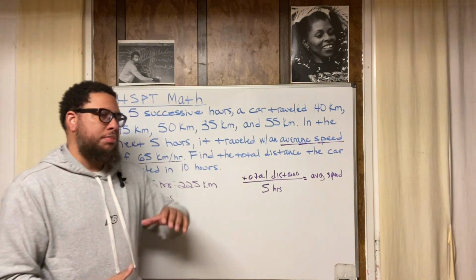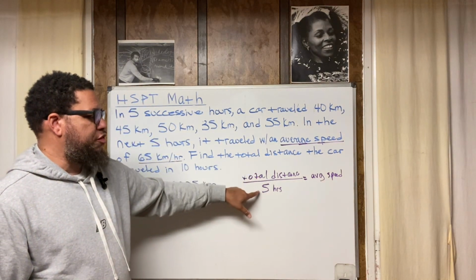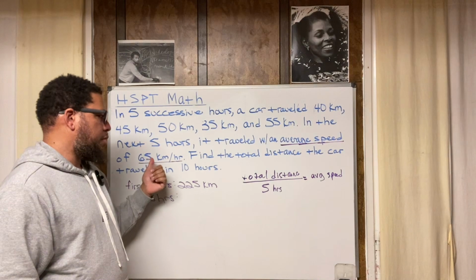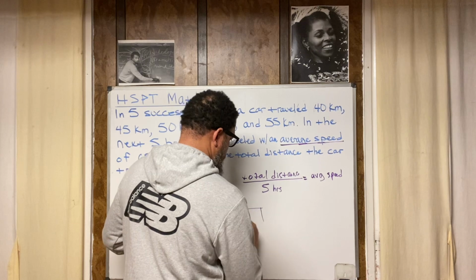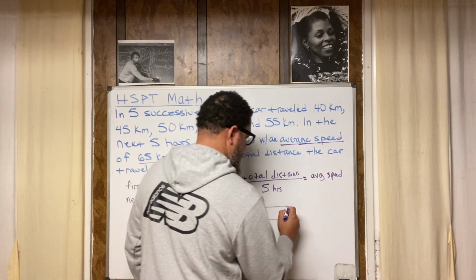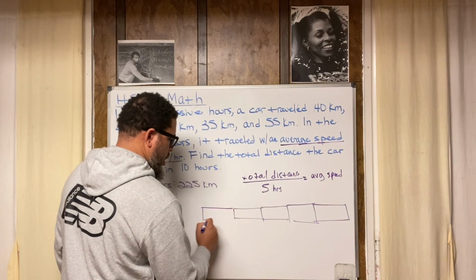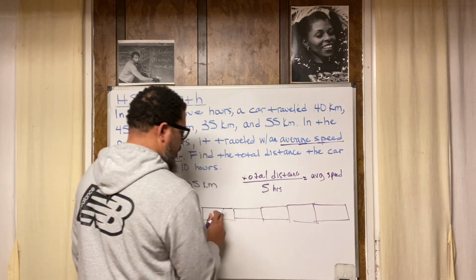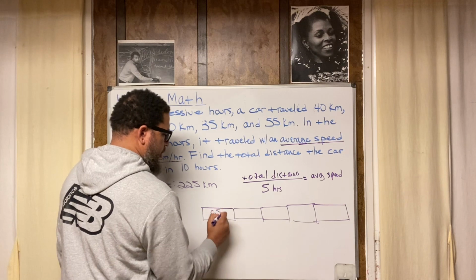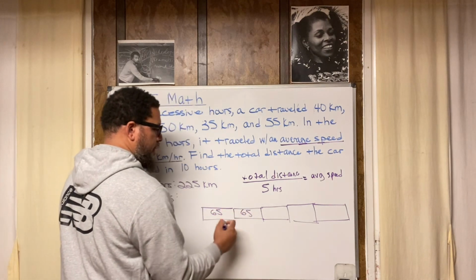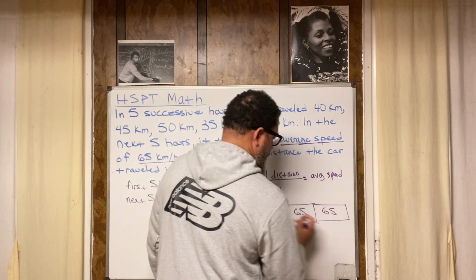All right. Now, because we want the total distance, if we would take the total distance and divide by 5 to get 65, right? So we got 65 equal parts. So let's do it like this. Let's draw a diagram. So we got 1, 2, 3, 4, 5. Hour 1, hour 2, hour 3, hour 4, hour 5. So 5 equal parts. 65 first hour, 65 second hour, 65 third hour, 65 fourth hour, 65 fifth hour.